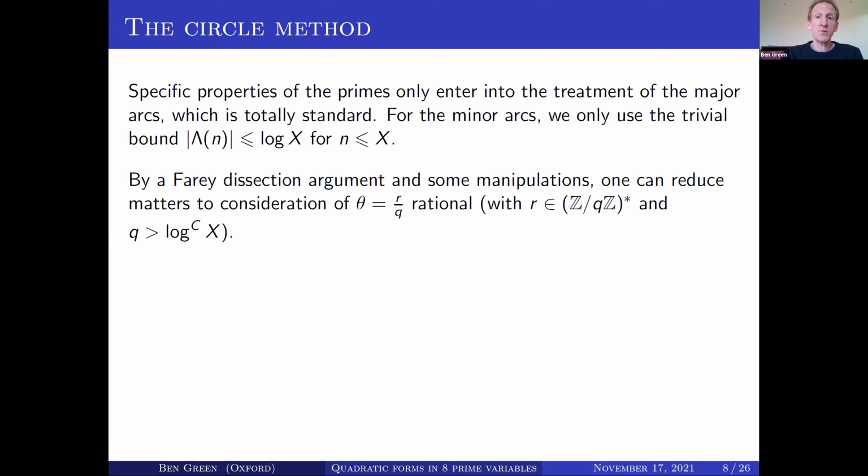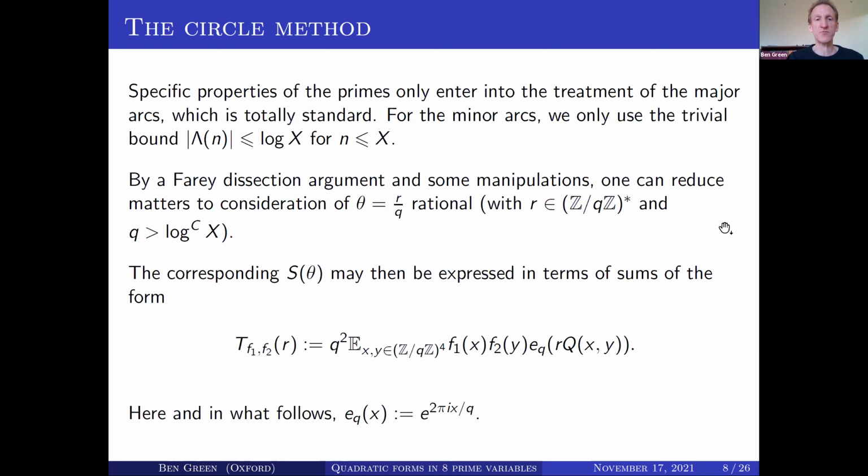So by what I would call a Farey dissection argument, so dividing the circle into little intervals about rationals appropriately, you can actually reduce to the case where theta, the point on the circle that you're looking at, is actually a rational. So it's actually rational rather than just near a rational. But if we're interested in the minor arcs, it's going to be a rational whose denominator is not tiny, because otherwise it would be a major arc.